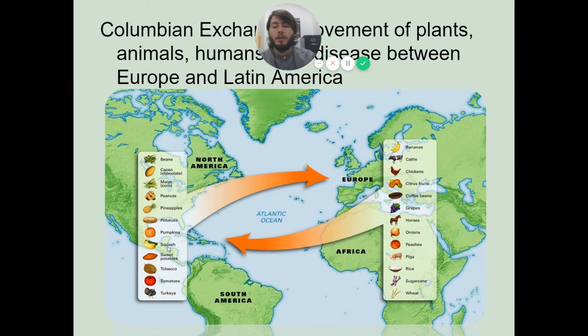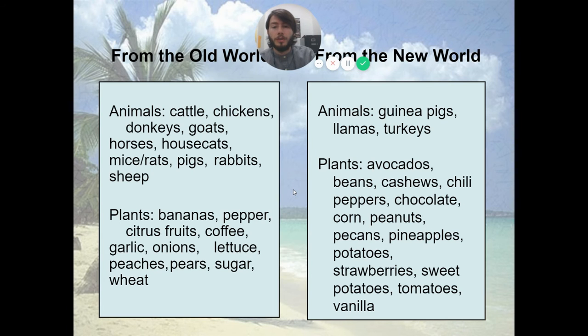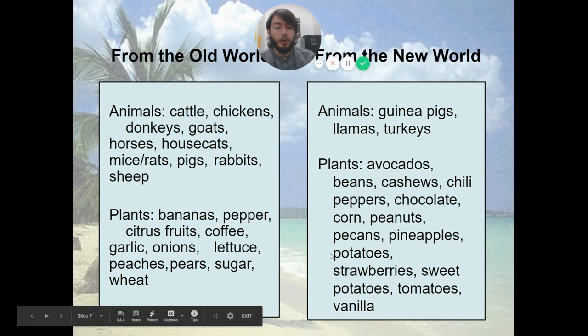It's crazy. So the exchange of these goods is known as the Columbian Exchange, and it's just a result of Columbus discovering this new world. So this is a very important side effect of Columbus discovering the New World. Okay, so this is, again, just stuff from the Old World to the New World. So these are just belongings that were brought from Europe, and these are things that were brought from the New World back to Europe.